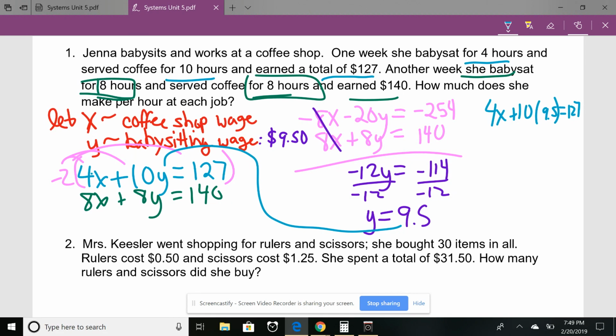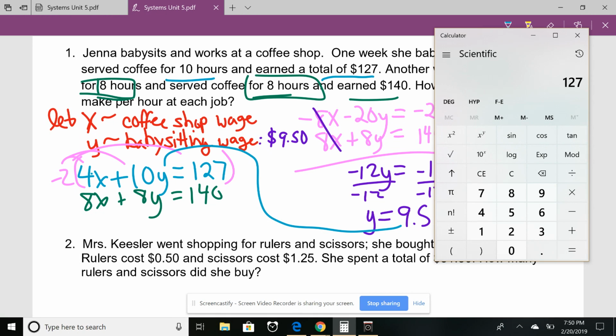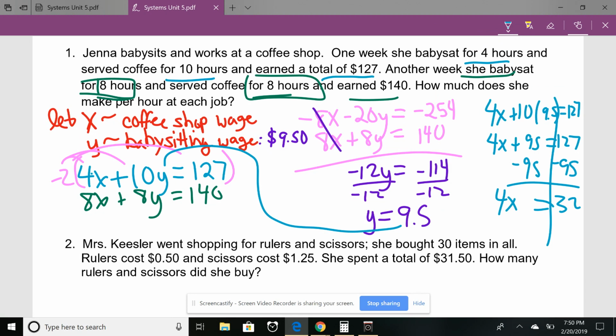Running out of room here. So we have 4x plus 95 is 127. Subtract 95 from both sides. So we get 4x equals 32. Divide both sides by 4, and you get x is 8. That means her coffee shop wage is $8 per hour.